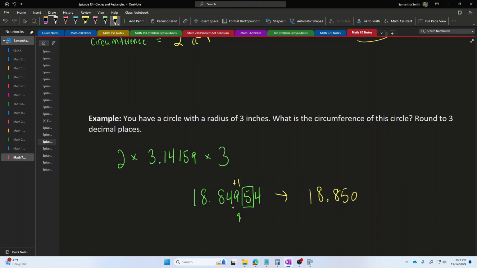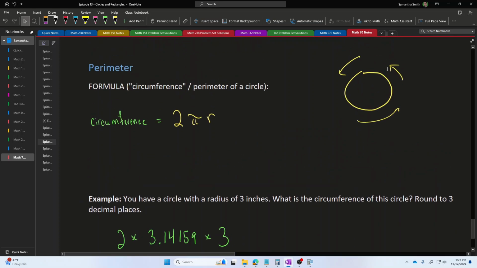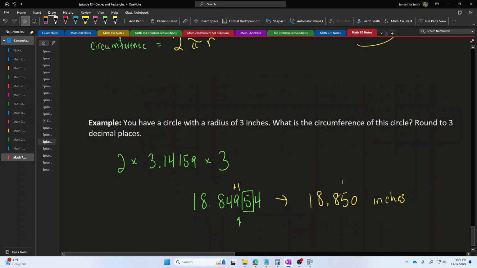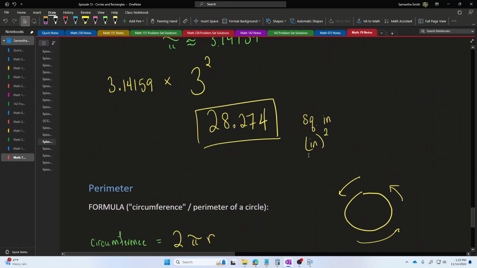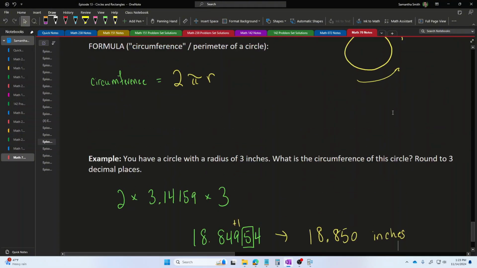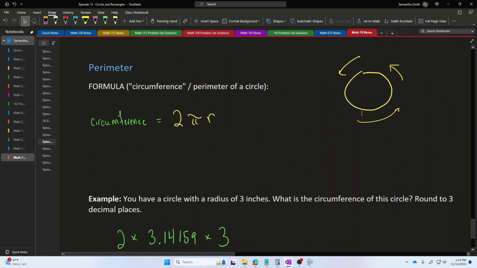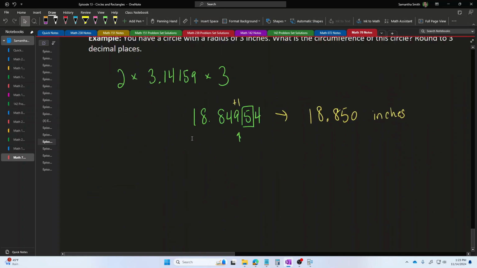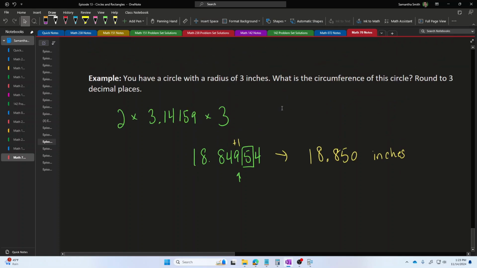18.850. And since inches is a unit for distance, I would use inches for the distance I would travel, going all the way around the outside of the circle. Squared inches for area, but just regular inches for distances like perimeter, like radius, like length, and like width. So this is how we find the circumference and the area of a circle with a certain radius.